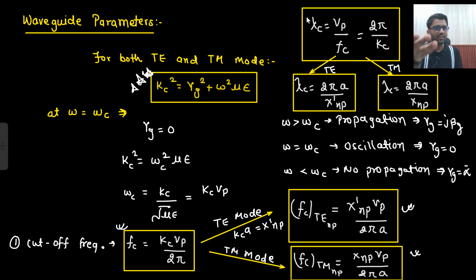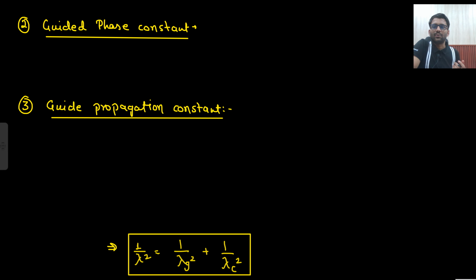because lambda is equal to Vp by F. So lambda c will be equal to Vp by Fc. I know the Vp value, I know the Fc value, so very easily I can write down all these expressions. Do you agree with my point or not? Certainly you agree with my point, right? Okay. Let's go to the next one.